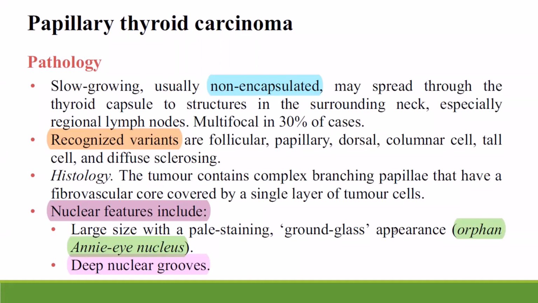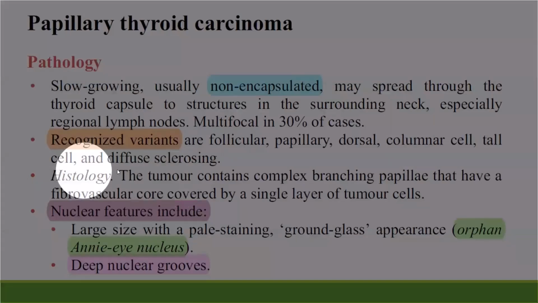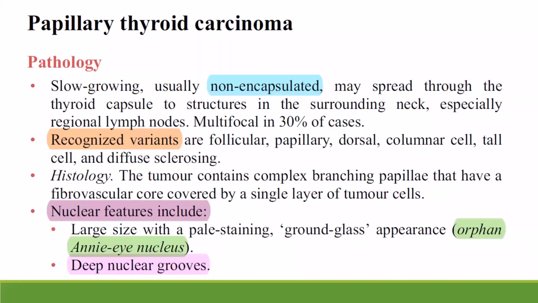Okay. Papillary thyroid carcinoma, this is very important in the exam and in clinical practice. It is non-encapsulated. There are a lot of variants of papillary thyroid carcinoma: follicular variant, columnar cell, tall cell, and diffuse sclerosing. Don't forget that the columnar cell, tall cell, and diffuse sclerosing are the bad prognosis types of papillary thyroid carcinoma. The nuclear features include a large size with pale staining, a ground glass appearance, what is known as Orphan Annie eye nucleus, and deep nuclear grooves.